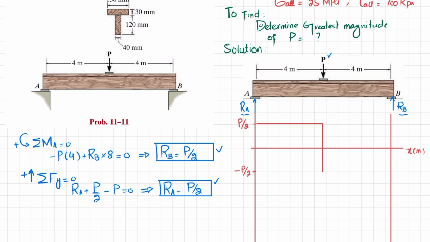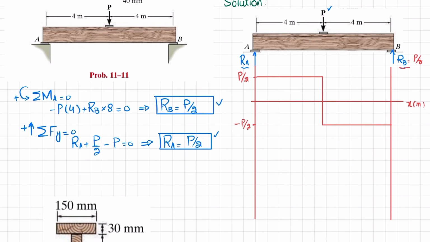And again you can see that there is no change in the shear force, so minus P by 2 will remain the same till the end. At the end you have RB which is equal to plus P by 2, so it will go to 0. So this is your shear force diagram.